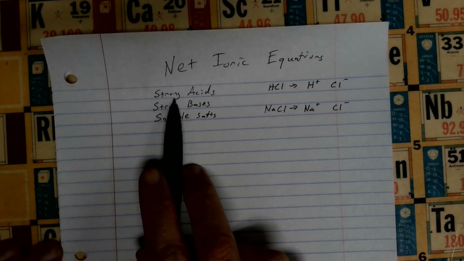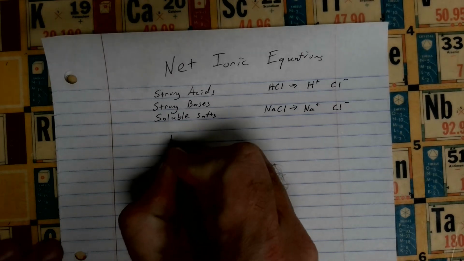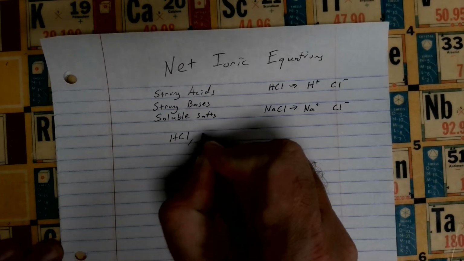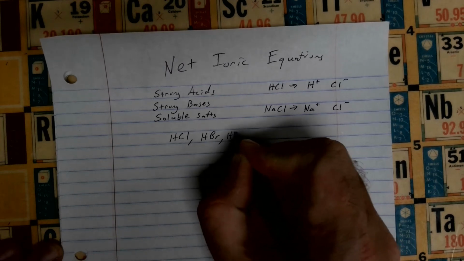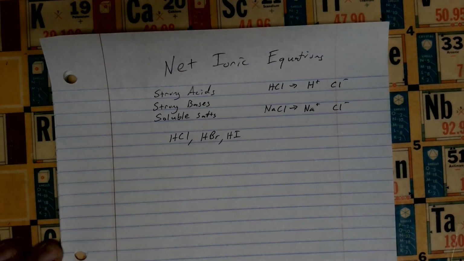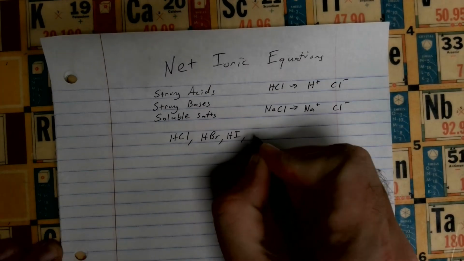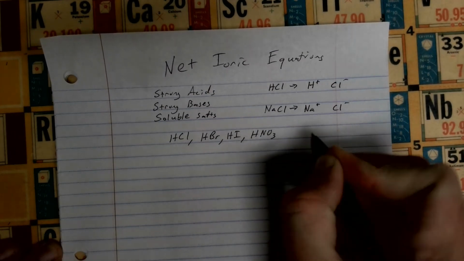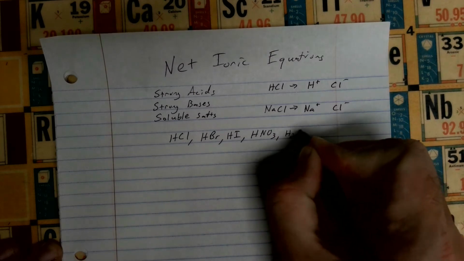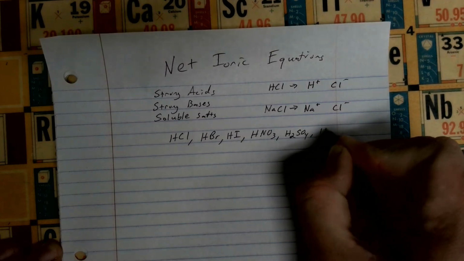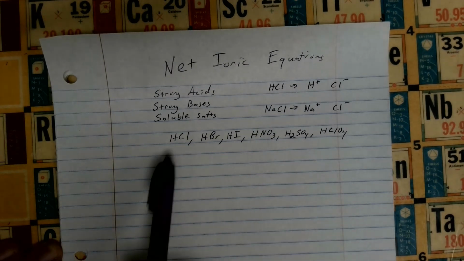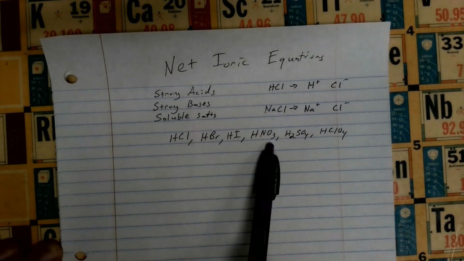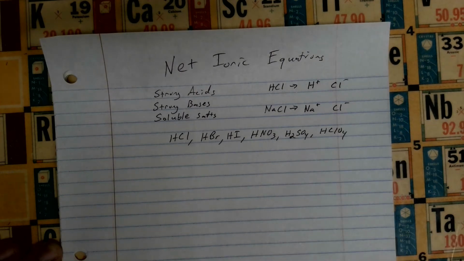So strong acids, there's 6 strong acids. The strong acids are HCl, HBr, HI, HNO3, H2SO4, HClO4. Okay? So hydrochloric, hydrobromic, hydroiodic, nitric acid, sulfuric acid, and perchloric acid.